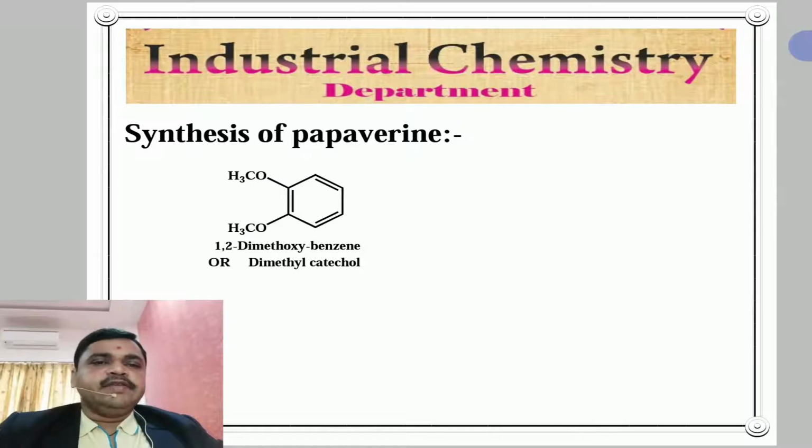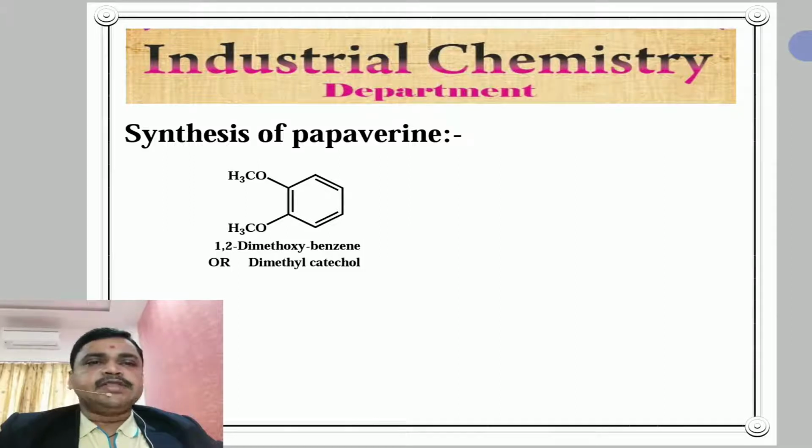Papaverine is synthesized in two steps. First of all, in first step, we synthesize homoveratrylamine. Second compound is homoveratryl chloride. So first of all, we synthesize homoveratrylamine, and then we synthesize homoveratryl chloride.